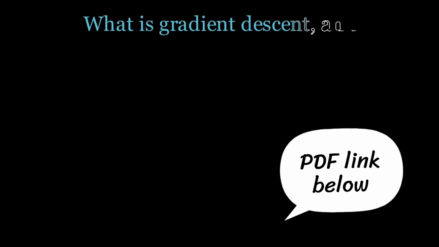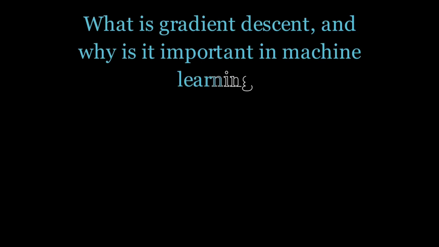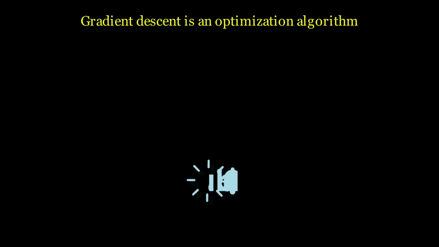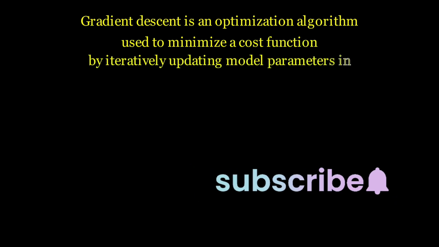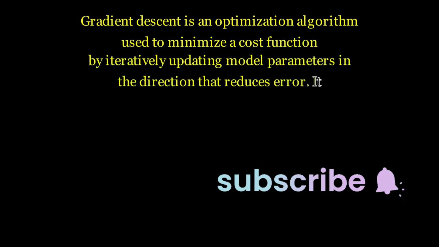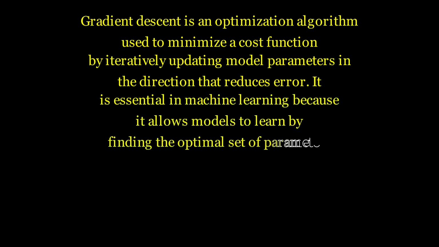What is gradient descent and why is it important in machine learning? Gradient descent is an optimization algorithm used to minimize a cost function by iteratively updating model parameters in the direction that reduces error. It is essential in machine learning because it allows models to learn by finding the optimal set of parameters that improve predictions.